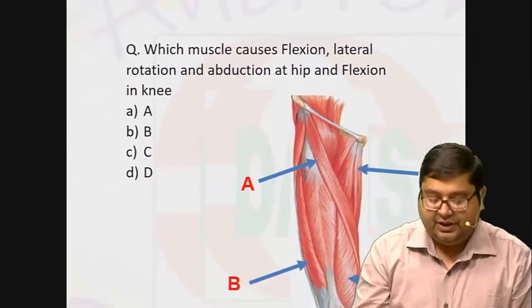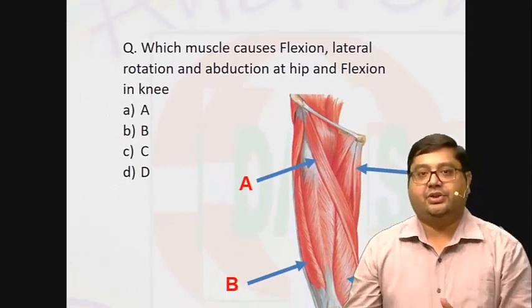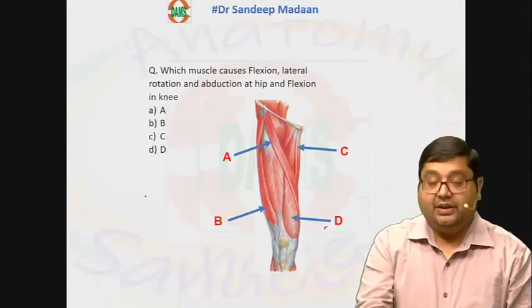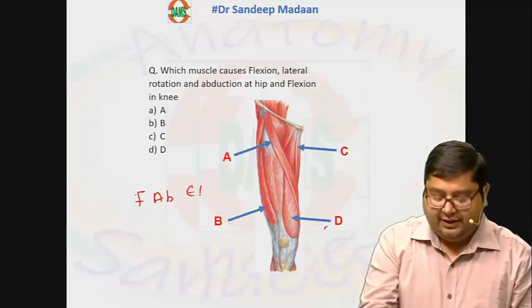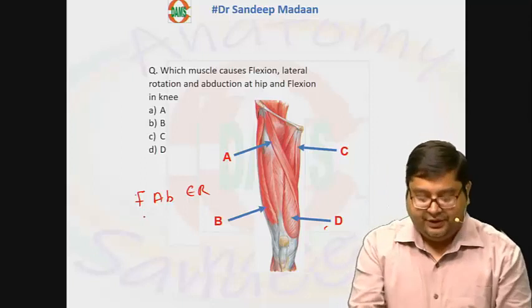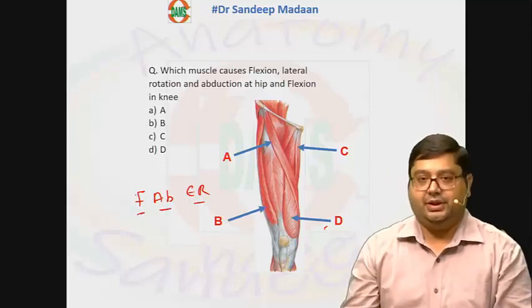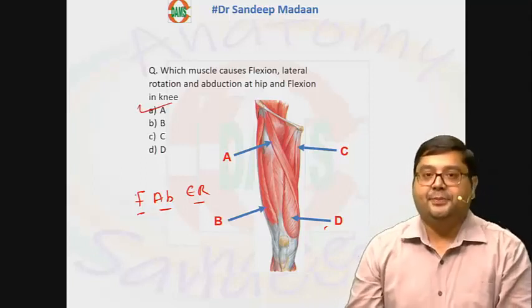This is the first question: which muscle causes flexion, lateral rotation and abduction, right? So basically this is the sartorius muscle. We know that sartorius does the FABER action at hip joint and flexion and medial rotation at knee joint. Okay, so FABER is flexion, abduction, external rotation or lateral rotation. So A will be the answer here. A is the sartorius muscle, right?